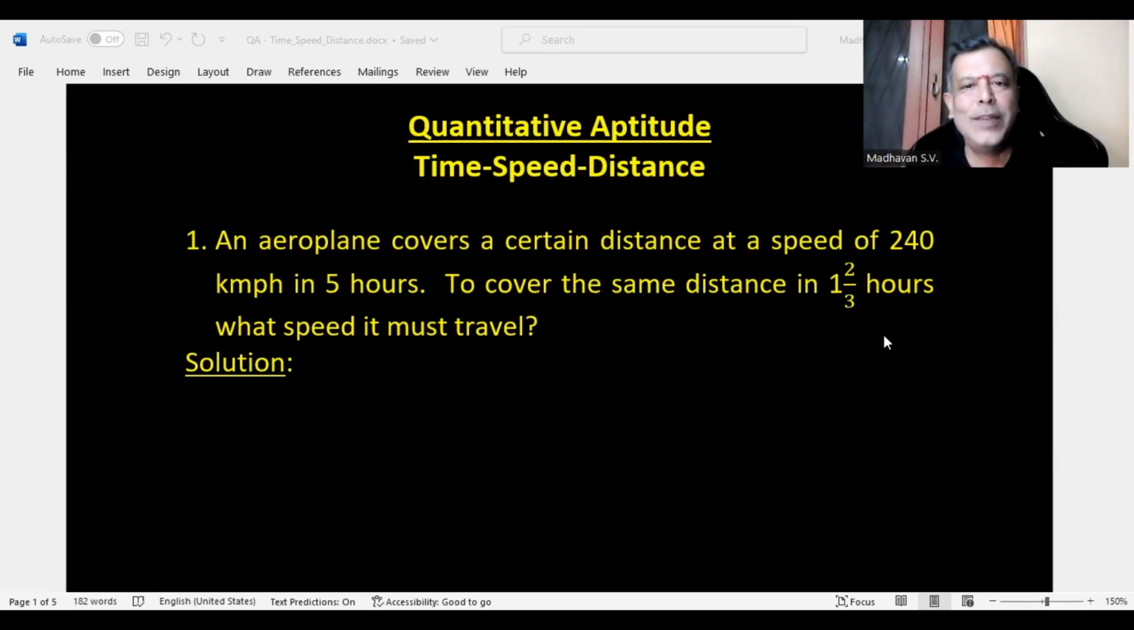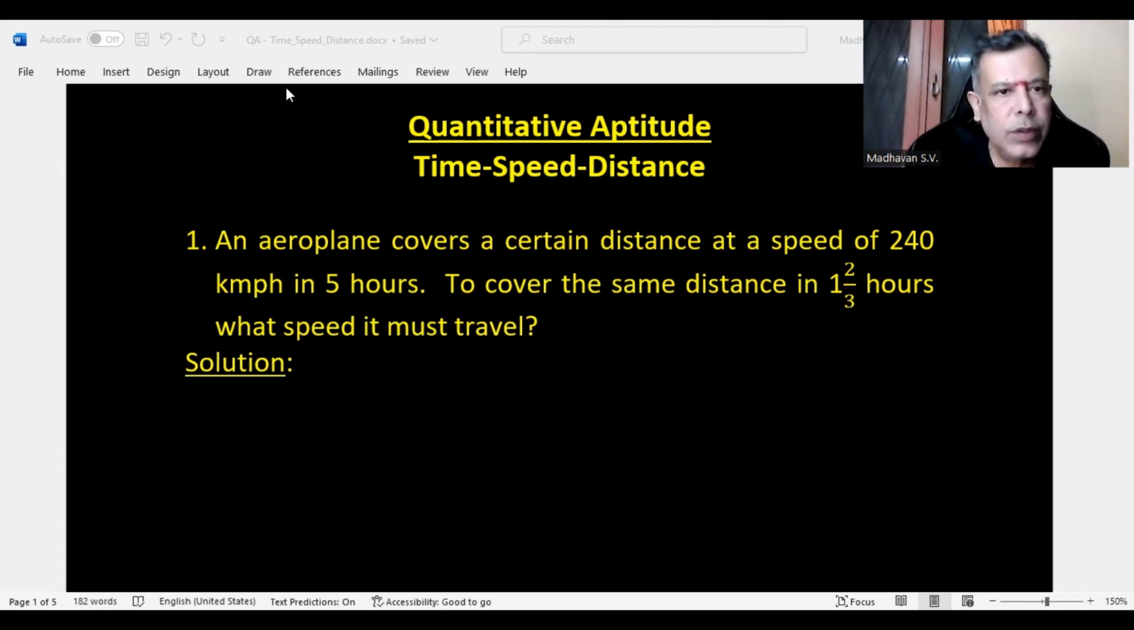Hello everyone. We are continuing our quantitative aptitude. The next topic is time, speed and distance. First question. An aeroplane covers a certain distance at a speed of 240 km in 5 hours. To cover the same distance in 1 2 by 3 hours, what speed must it travel?